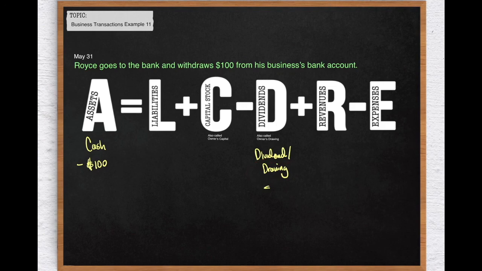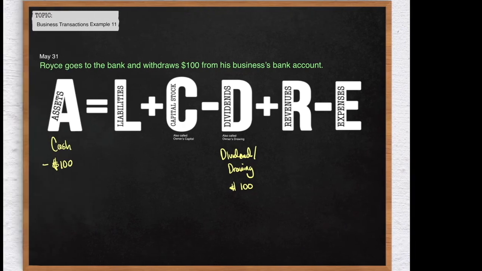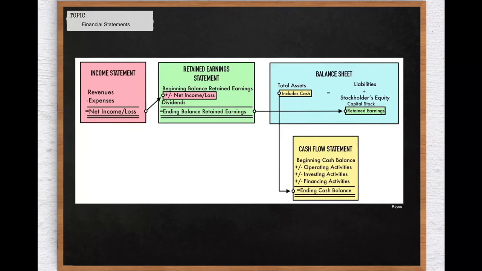And anytime the business gives back to the owner, it's considered dividends or drawing. Dividends for a corporation, drawing for a sole proprietorship. So your cash is negative $100 on the left side, and the dividends or drawing is $100. And there's a natural negative sign there, so your accounting equation is still in balance. I know this is a lot for the first lecture. Just take the time to practice, look over transactions and examples of transactions, and see if you can balance the accounting equation.